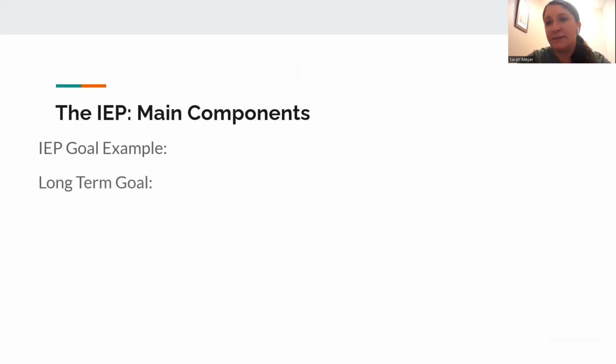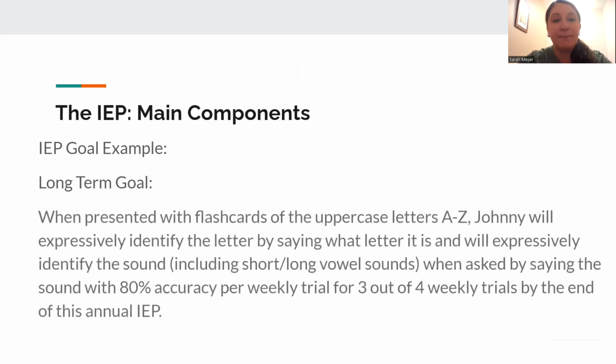So let's take a look at some examples of what you might see in an IEP goal. So an example of a long-term goal: When presented with flashcards of the uppercase letters A through Z, Johnny will expressively identify the letter by saying what letter it is, and will expressively identify the sound, including long and short vowel sounds, when asked, by saying the sound with 80% accuracy per weekly trial for 3 out of 4 weekly trials by the end of this annual IEP.